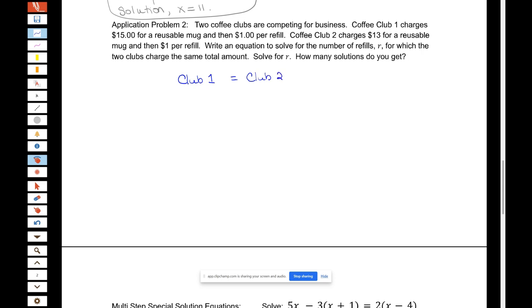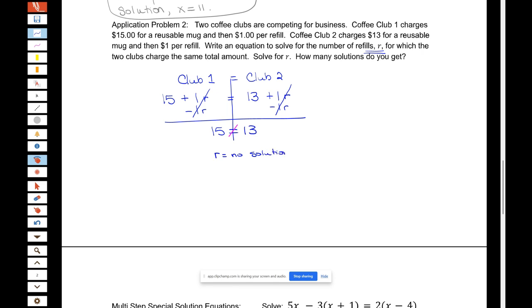Okay. So Club 1 is $15 for the mug plus $1 per refill. R is the number of refills. Club 2 charges $13 for a mug plus $1 per refill. So you might already be able to tell this is going to end up being a special solution, because if I subtract one R on each side, they cancel on both sides and I get 15 equals 13. But actually 15 does not equal 13. So solve for R. R equals no solutions, because we got a false statement.